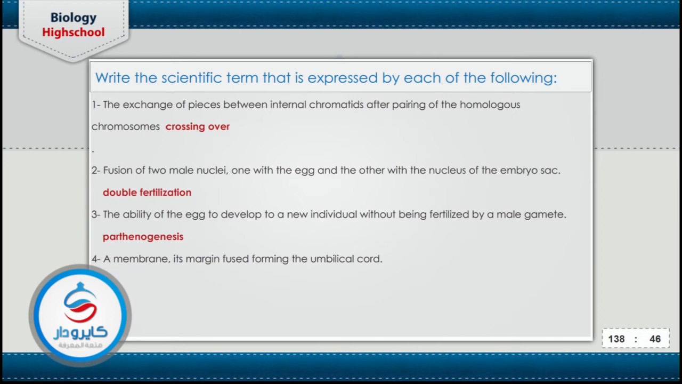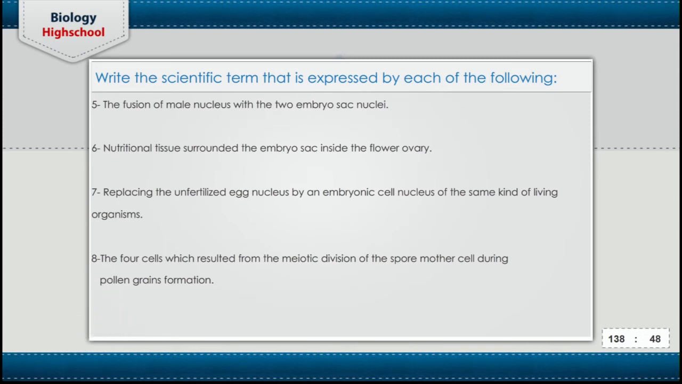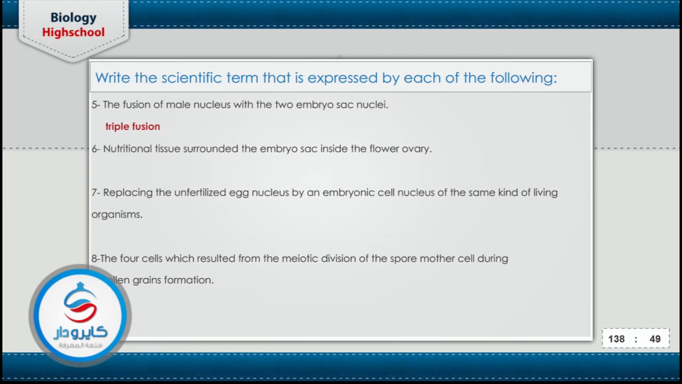A membrane whose margins fuse, forming the umbilical cord. The umbilical cord is formed due to the fusion of the amnion, but the chorion forms the villi of the placenta. The next question. The fusion of a male nucleus with the two embryo sac nuclei. One male nucleus and two embryo sac nuclei form 3N, the endosperm, so that is called the triple fusion. The next.